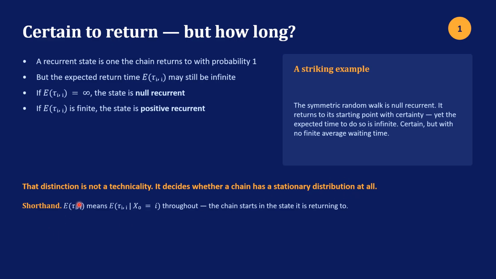Then there's a shorthand. We'll be writing this here, the expected return time to state i, given that you've started in state i. I've used that up here already. Then I have an example here. The symmetric random walk, that's in one dimension where you have probability 1/2 going left or right. It returns to the starting point with certainty, probability 1, yet the expected time to do so is infinite. So it's certain return, but with no finite average waiting time.